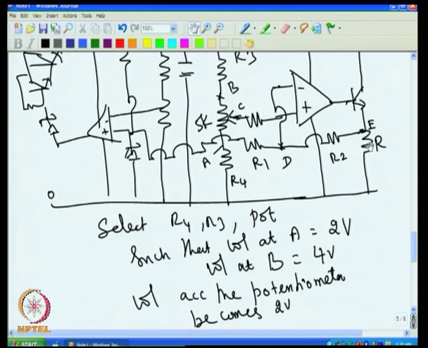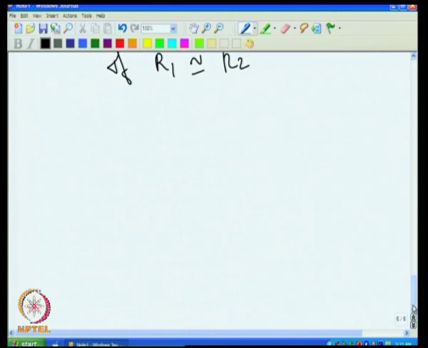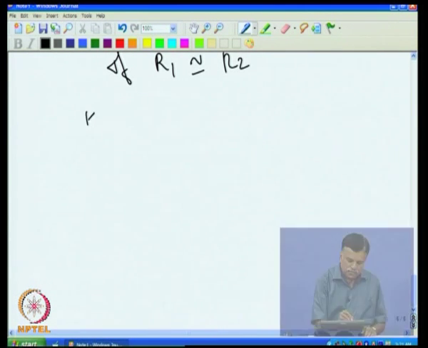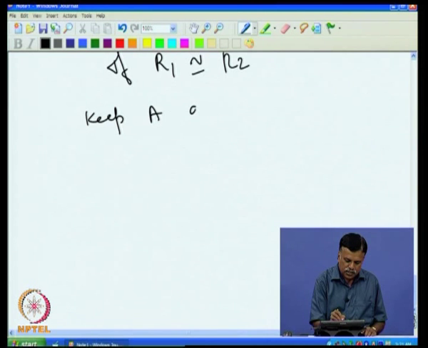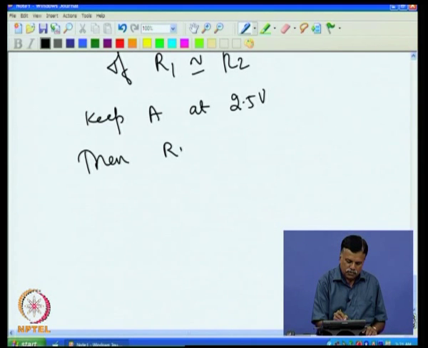So what can actually be done now is, since we have taken a 5 volt zener, if I make R1 and R2 equal, then I will get 2.5. At 4 milliampere we need almost about 1 milliampere current, almost negligible current. I can make sure that A is also kept at 2.5 volt. So I keep A at 2.5 volt, then R1 can be kept equal to R2.